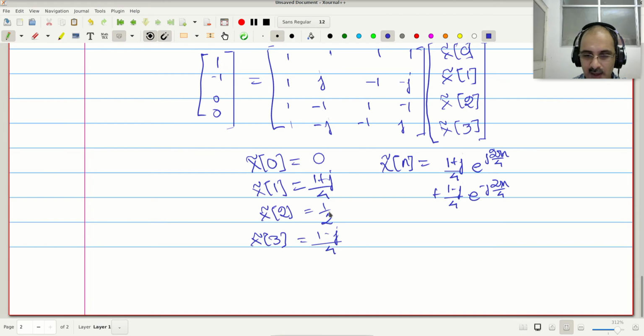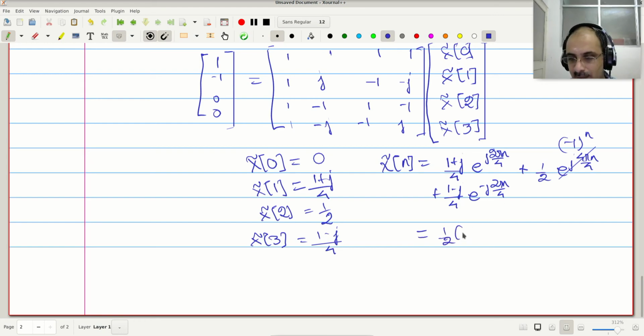Because this is like e power 3 into 2 pi, 6 pi by 4, is actually going to give you a minus 2 pi n by 4, and you're going to have plus half into e power j 4 pi n by 4. This 4 pi n by 4 can be written as minus 1 power n. Okay, so let's simplify this. So I'll get this half into minus 1 power n. Okay, and let's take the plus part over here.